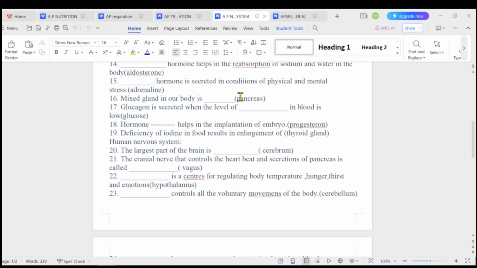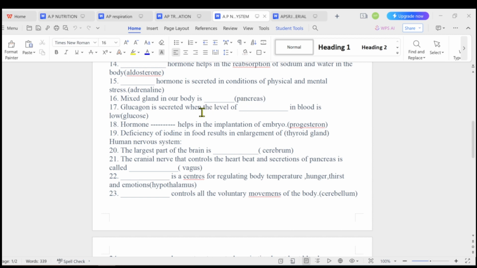Exocrine means it is helpful for the secretion of enzymes for the digestion of proteins and lipids, whereas the endocrine gland acts like the secretion of insulin. That's why the pancreas is called the mixed gland.